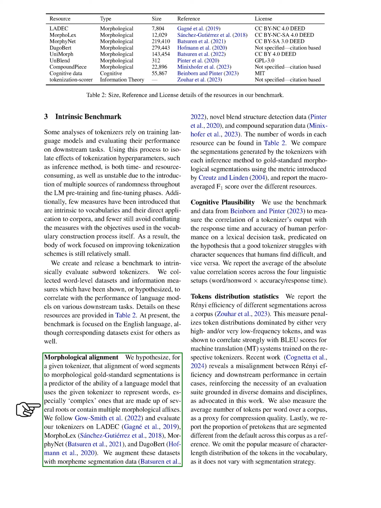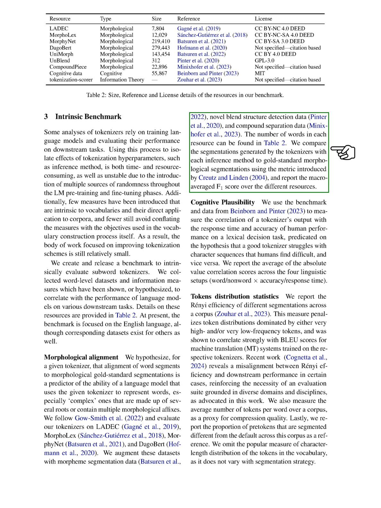Regarding morphological alignment, we hypothesize that a tokenizer's ability to align word segments with gold standard morphological segmentations is an indicator of how well a language model, using that tokenizer, can represent words. This is particularly true for complex words that consist of multiple roots or morphological affixes. We evaluate our tokenizers using several datasets and compare the generated segmentations with gold standard morphological segmentations, reporting the macro-averaged F1 score across these resources.